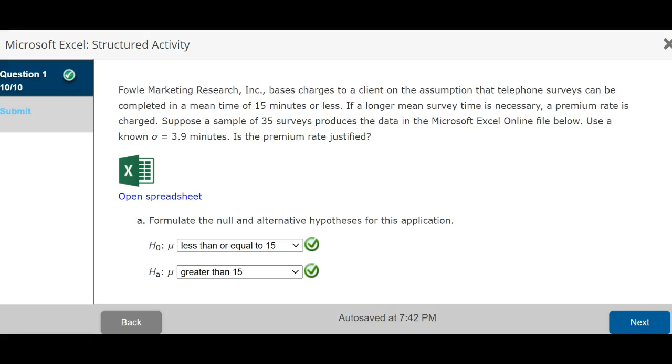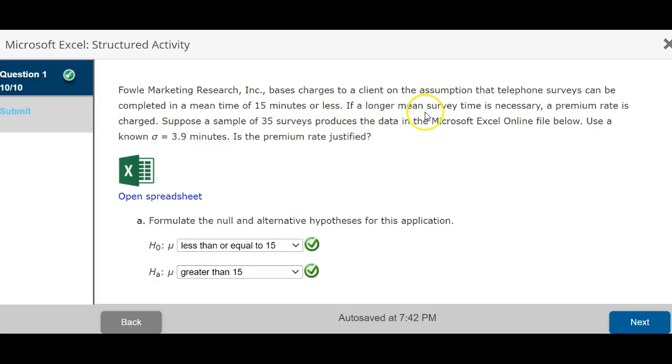Okay, this is a hypothesis testing problem, and it's an upper tail test problem. I've already entered in the answers, but I want to step through each question so that you know how I derived the answer. First, in reading the problem, we're told that the mean time of 15 minutes or less is the standard assumption.